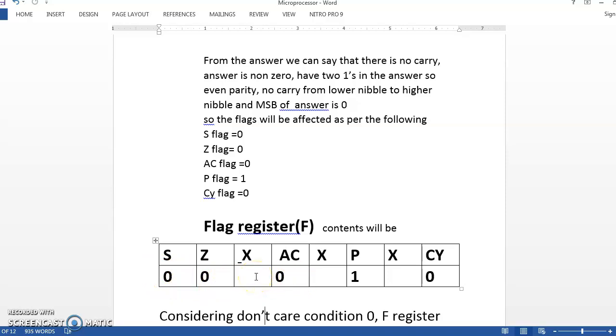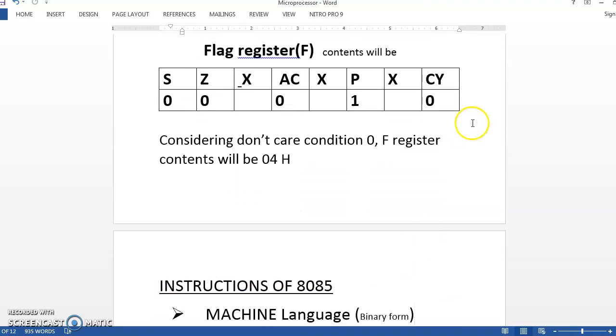Okay, that is, in that F register you will have the D7 bit 0, D6 bit 0, this bit 0, this bit 1, and this bit 0. Considering the don't care condition as 0, what will happen? 0, 0, 0, 0, 0, 1, 0, 0. So the answer will be 04H in which register? F. Okay.